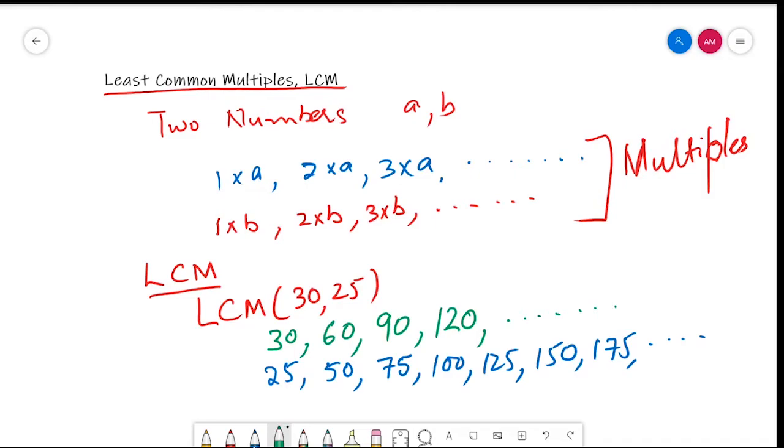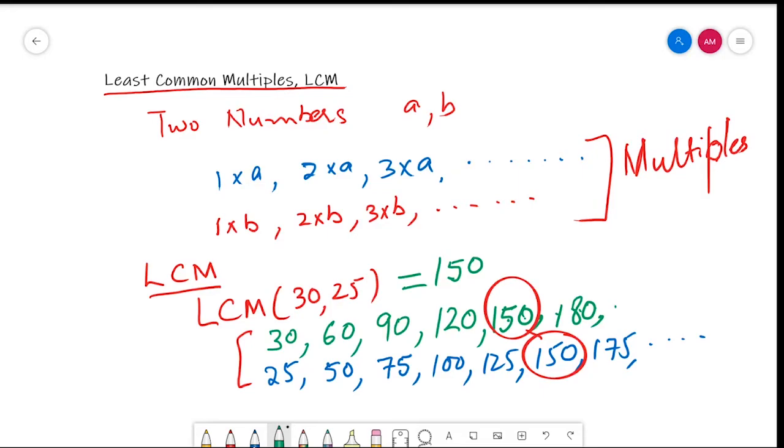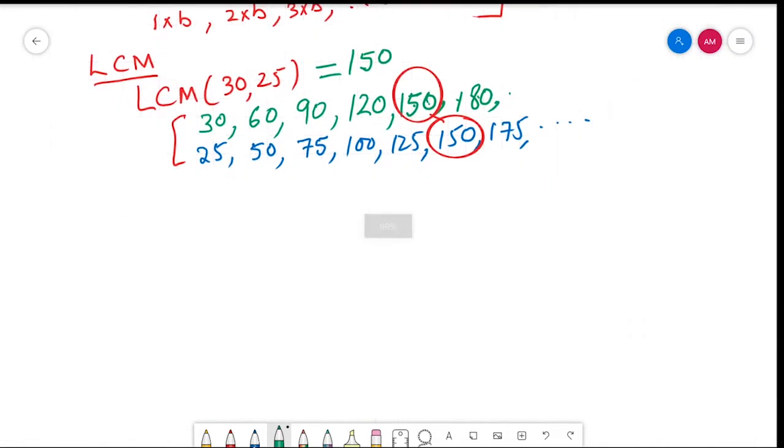Let me write a few of the multiples of 30 also. After 120 it's 150, then 180, and so on. If you compare both of these lists of multiples, you find that the lowest common multiple of these two numbers is 150. So the least common multiple of 30 and 25 is 150. This is one way of doing it.